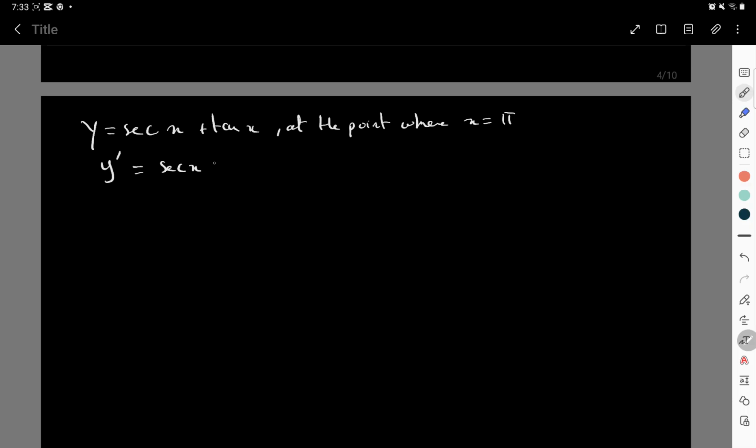So y prime in that case, what is the derivative of secant? It's secant tangent, right? Well, first of all, let's find y of pi, right? Y of pi is secant of pi plus tangent of pi. Tangent of pi is 0, and secant of pi is 1 over cosine pi, right? So cosine pi is minus 1, so y of pi is minus 1.